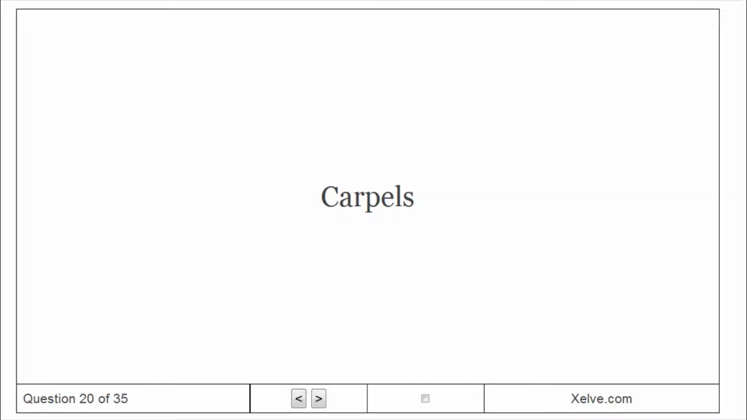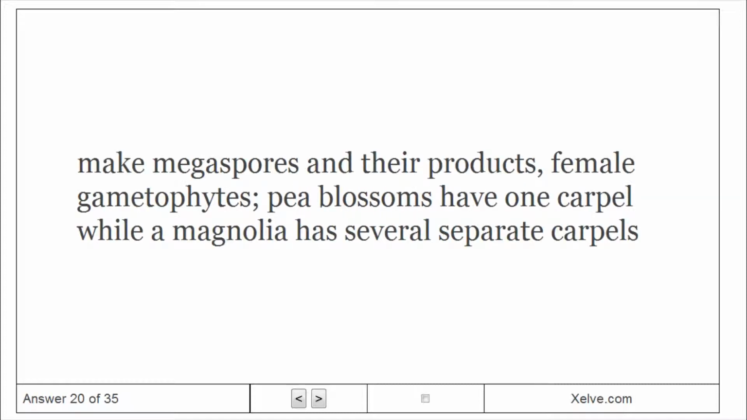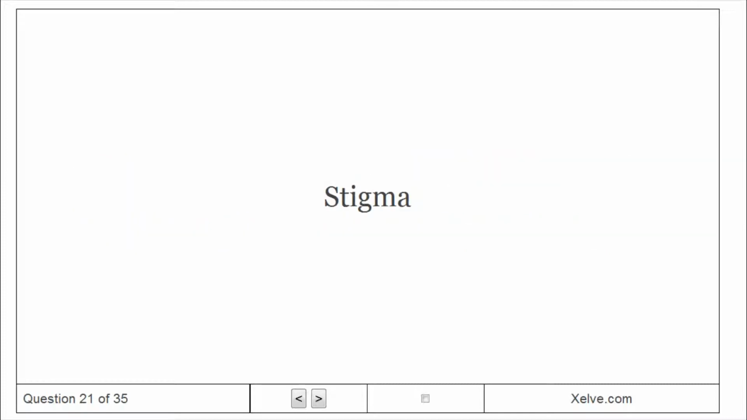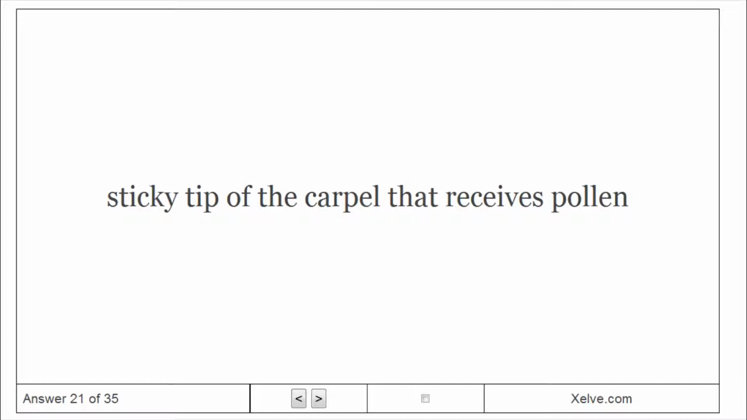Carpels make megaspores and their products, female gametophytes. Pea blossoms have one carpel while a magnolia has several separate carpels. Stigma. Sticky tip of the carpel that receives pollen.